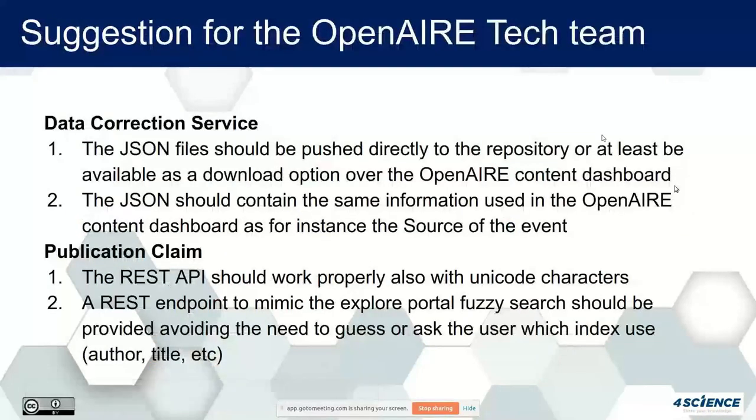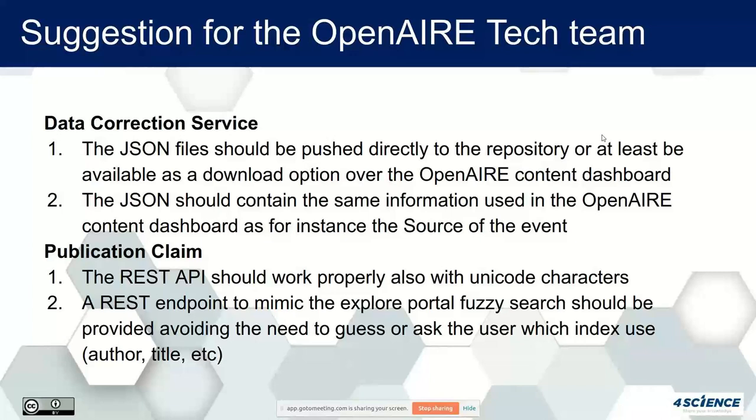So the first two suggestions that we have found at the end of the pilot are these two. For the data correction service, it would be fine if the JSON could be pushed directly into the repository or downloaded from the OpenAIRE dashboard. Because now, during the test, Andrea had to talk with the development team of OpenAIRE. They gave him the JSON, and I had to upload it in the repository. And it would also be fine if this JSON contained all the information that is in the OpenAIRE dashboard.